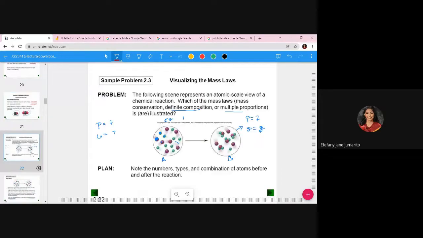Now, in this problem, as you can see, there are two figures. This is the reactant and this is the product. Explain how the law of definite composition is being applied. How is the law of definite composition applied?